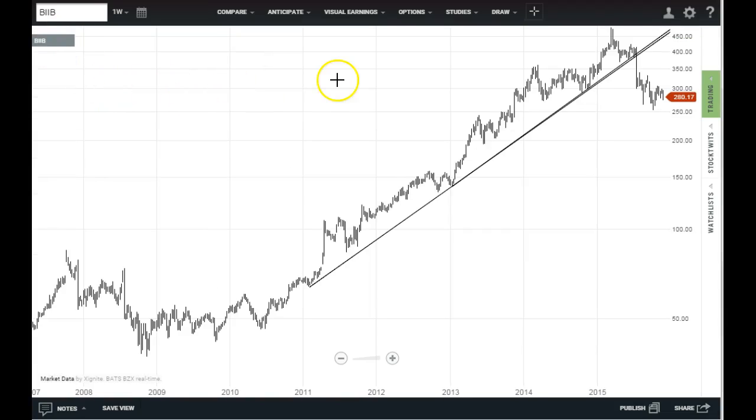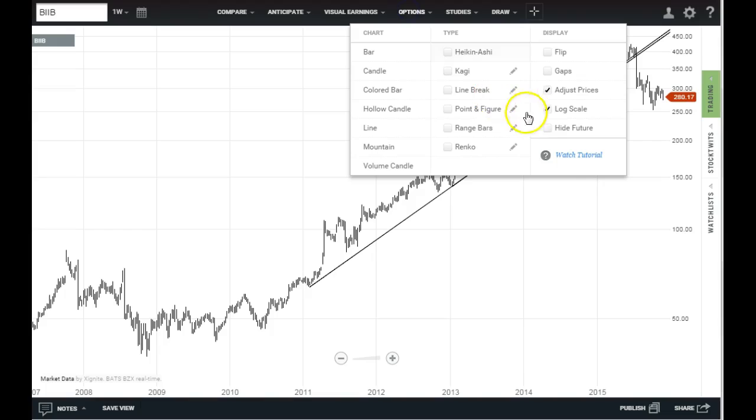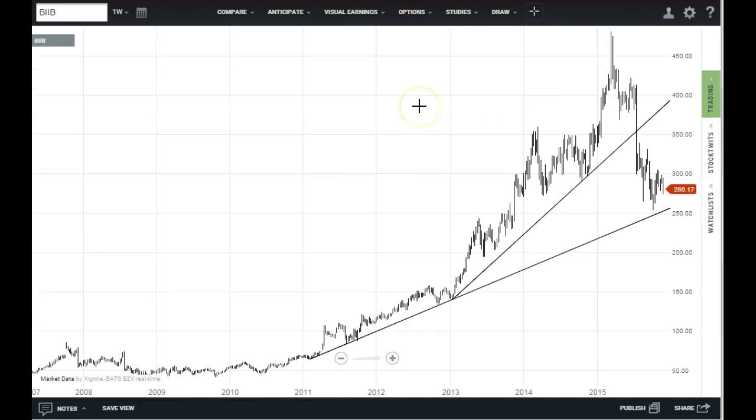This is Biogen, and we'll put it back into linear, and you'll see why I did that. This first trend line, while accurate and drawn properly according to classical trendline techniques, was rather useless in 2013, 14, and most of 15. It would have been better to switch to a shorter trend line from here, and that really described the action better.